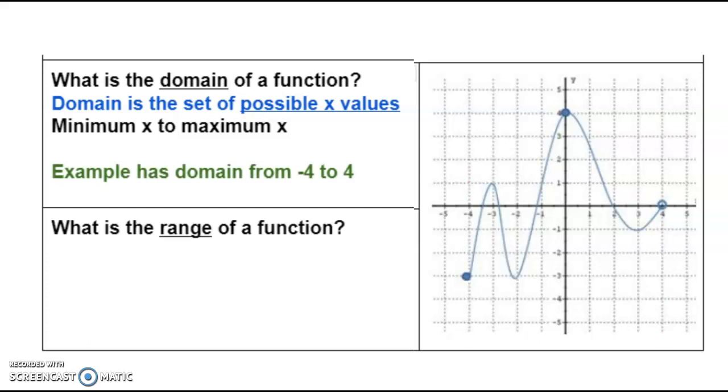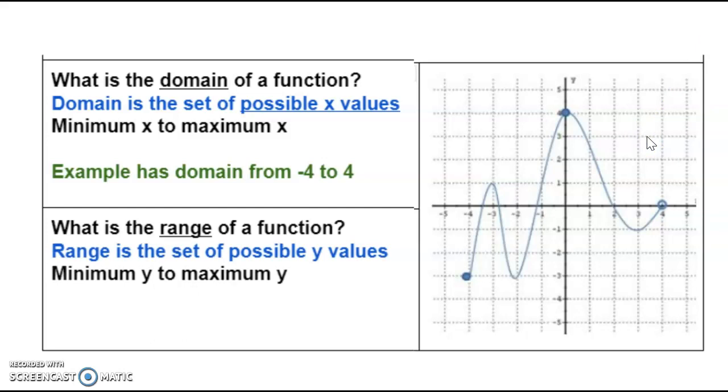So the example has the domain of -4 to 4. What about range? What is range? Range is just simply the set of possible y values. So instead of just looking at the x values, now we're looking at the y values. How far does the graph extend on the y-axis? Okay, so we have to go from the minimum y to the maximum y.